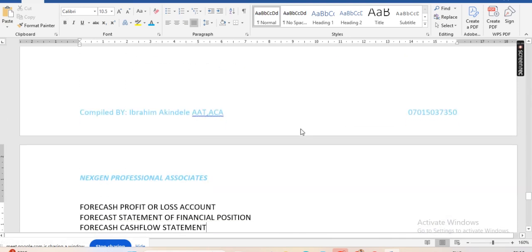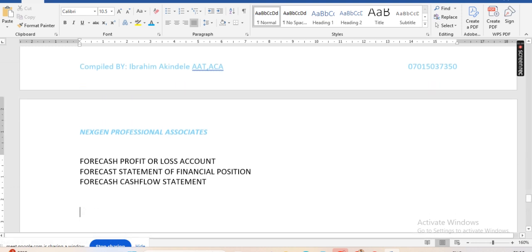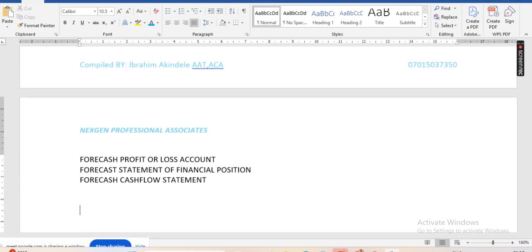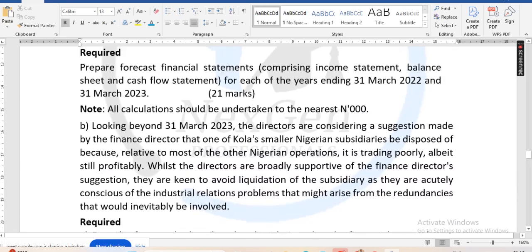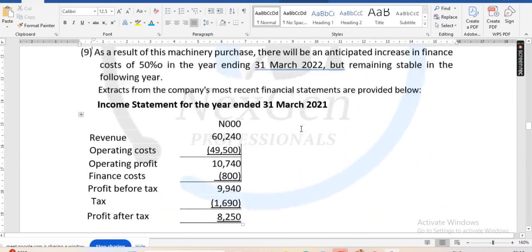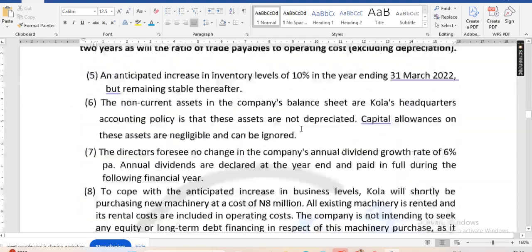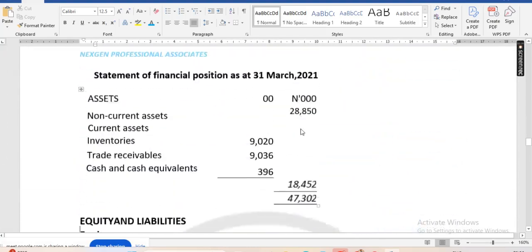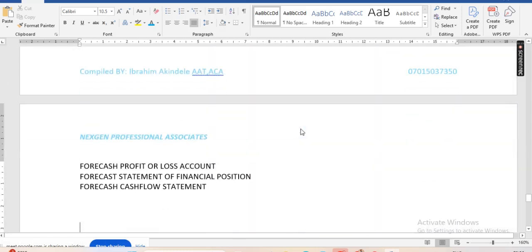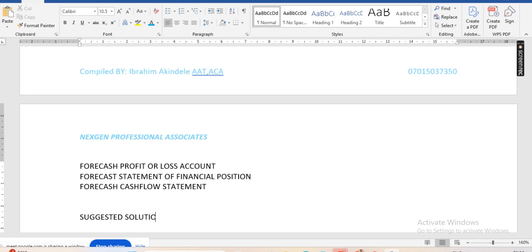Class, are we still together? What is the name of this company? Yes, sir. That is Kola PLC. You have the material, you have the questions. Kola PLC. Kola suggested solution.